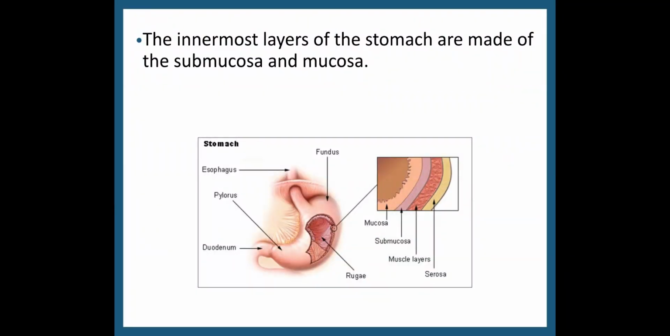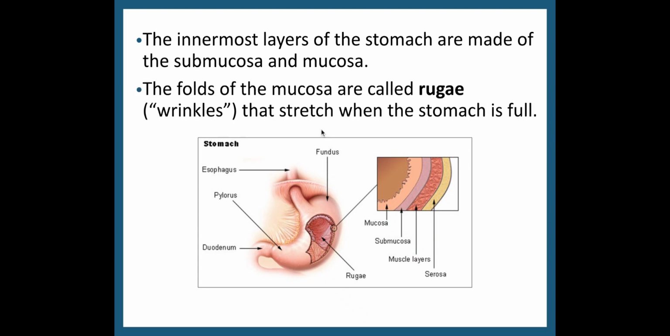Now, the innermost layers of the stomach are made of what are called submucosa and mucosa, and you can see those labeled in this image. So if we take a small piece of the stomach here and look at it, we would see a layer called the mucosa and then another layer called the submucosa. The folds of the mucosa are called rugae, which just means wrinkles. And these stretch when the stomach is full. So you can kind of see these little wrinkles here. Those are called rugae.